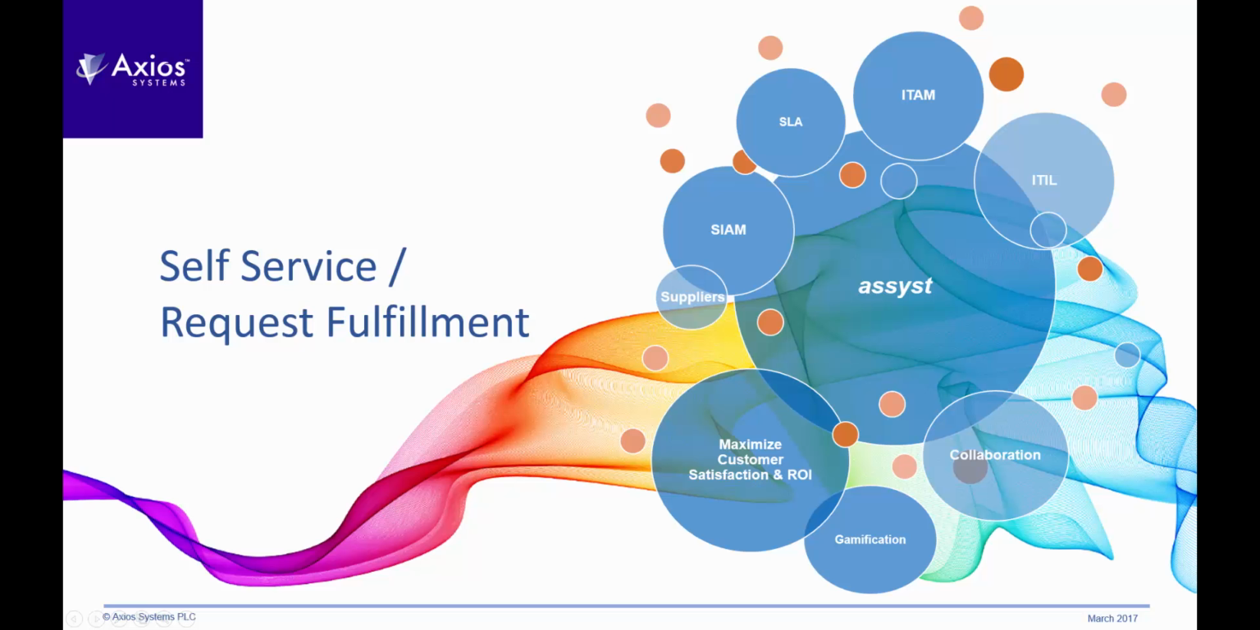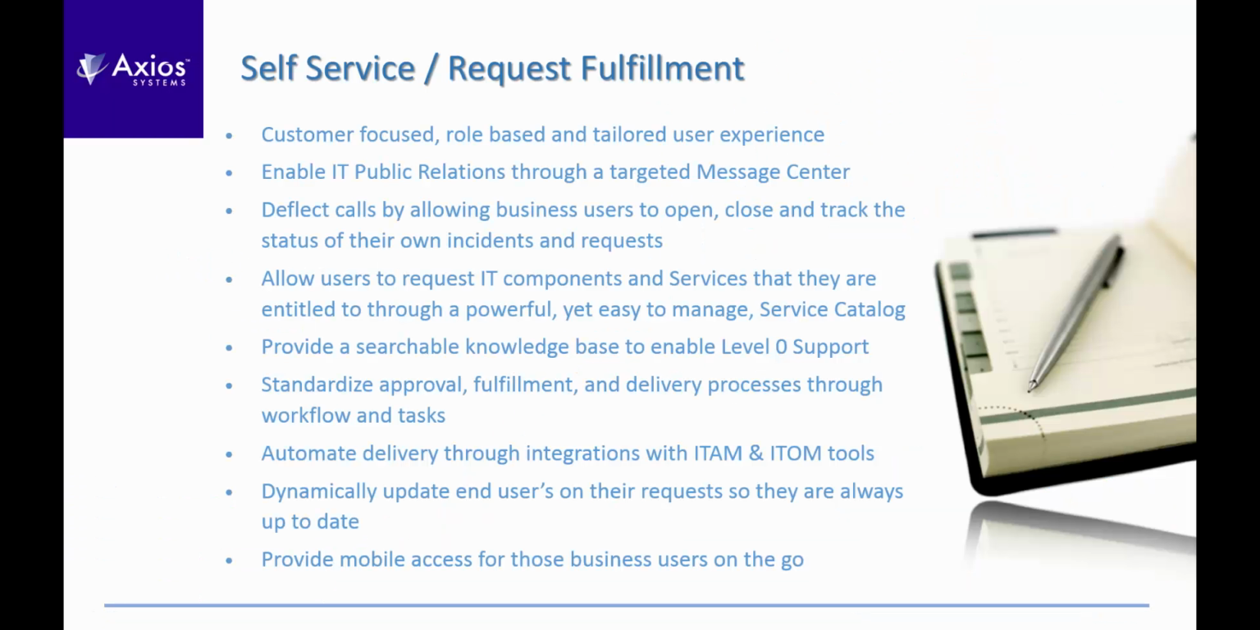Self-service and request fulfillment. This video is going to focus on our end user portal that allows business users to open, close, and track the status of their own incidents and requests. We'll see how we can leverage a smart, searchable service catalog to standardize request approvals and processes, including leveraging automation for fulfillment, all while keeping the user informed of the situation.